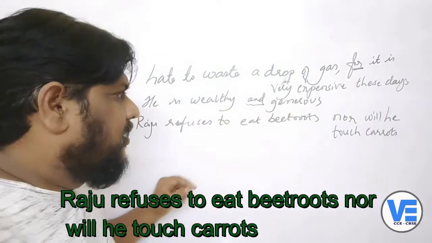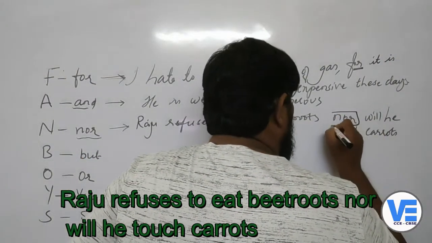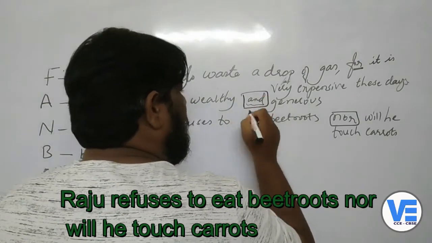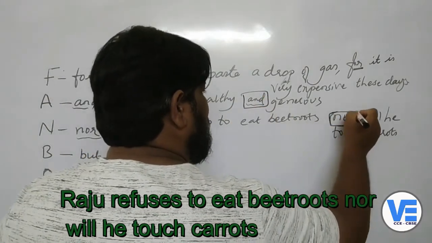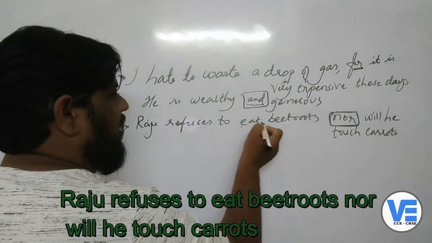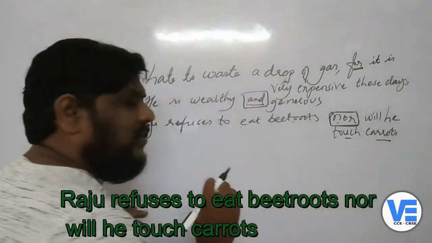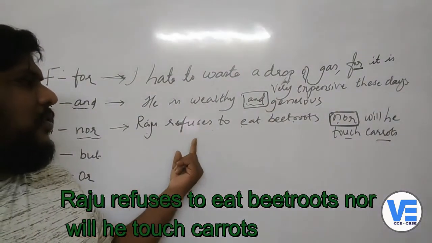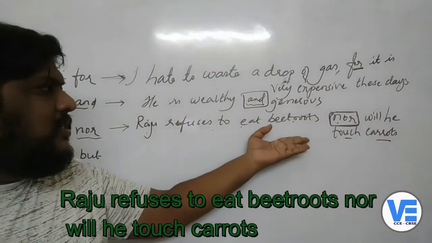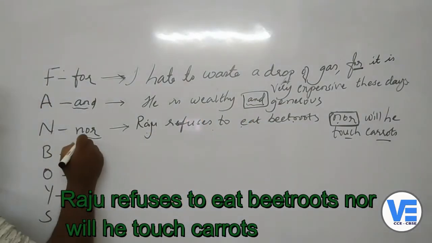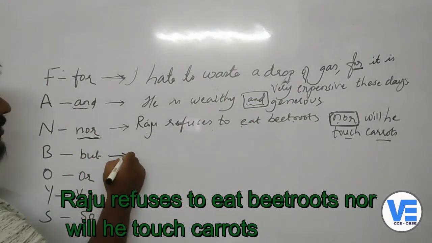But here I am using a word called "nor" and I am joining these two sentences. So here nor is a word which is used as a conjunction. So, Raju refuses to eat beetroots, nor will he touch carrots. That means he will not touch carrots and also he refused to eat the beetroots. So this is how we can go ahead with the example called "nor". Now coming to the "but".